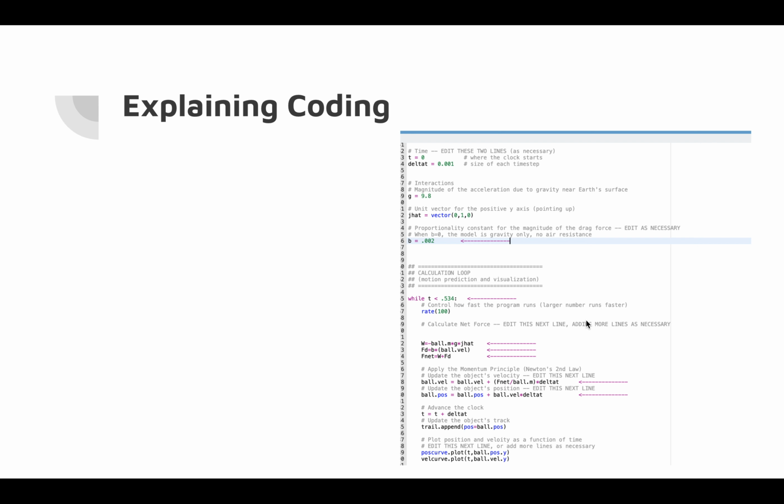Here are the fundamental principles that we are aware of: weight is equal to mass times gravity, and then the drag force is equal to b, the proportionality constant, times the velocity, and then we know that F net is equal to weight plus drag force. Here we have the velocity update formula, and then we have the position update formula.